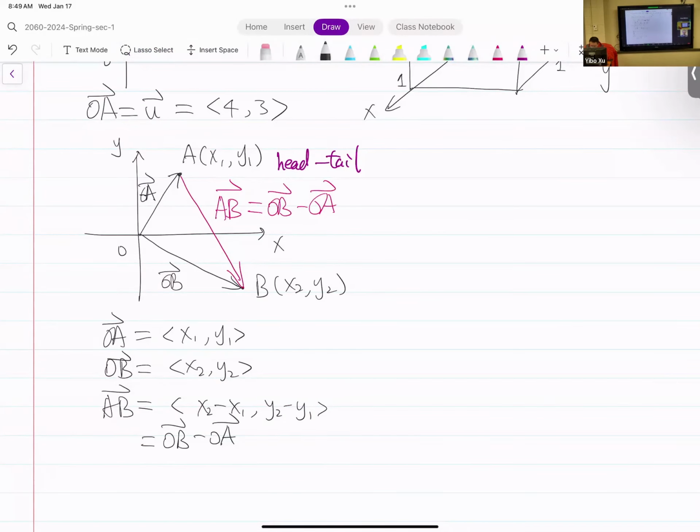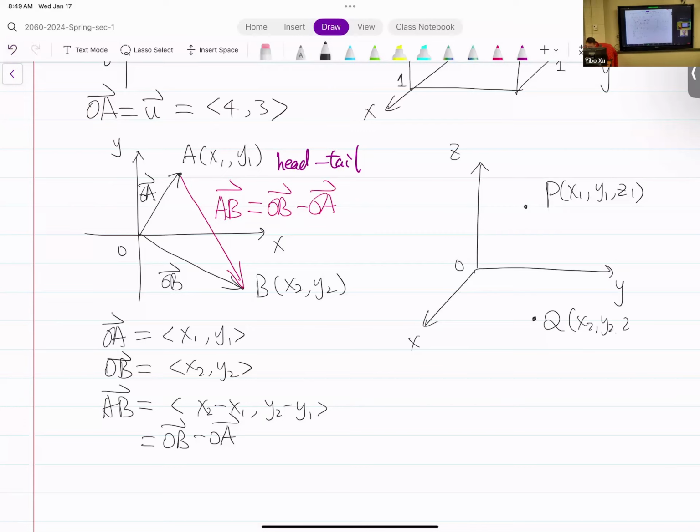Right. So that's 2D. So what happens in 3D? It's going to be really similar. The only difference here is that we have 3 coordinates, right? So let's say we have a point P, which is x1, y1, z1. We have a point Q, which is x2, y2, z2. And then OP is this vector, OQ is this vector.